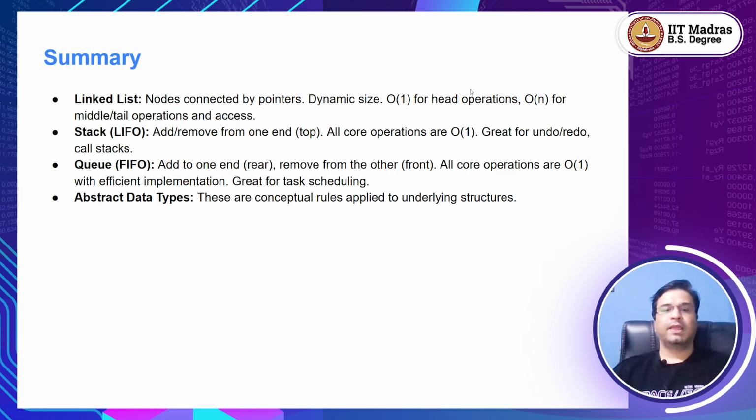The stack follows the last in first out principle. It's like a stack of plates with operations like push and pop happening only at the top. All its core operations are highly efficient, running in constant time, big O(1). The queue follows the first in first out principle. It's like a waiting line with enqueue adding to the back and dequeue removing from the front. With proper implementation, all its core operations are also constant time, big O(1).